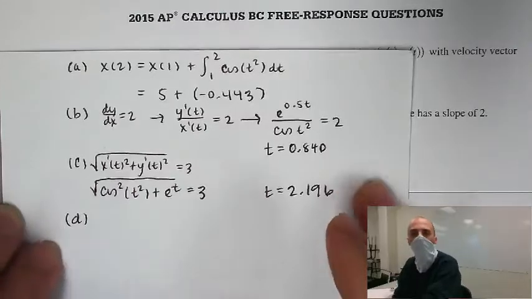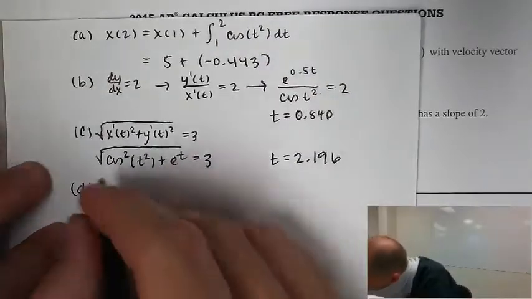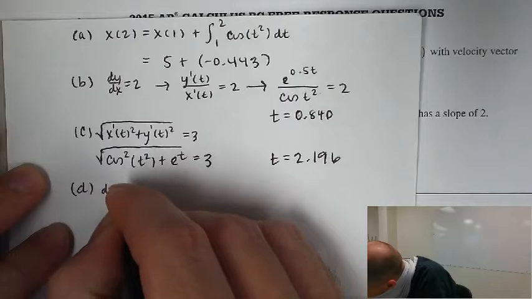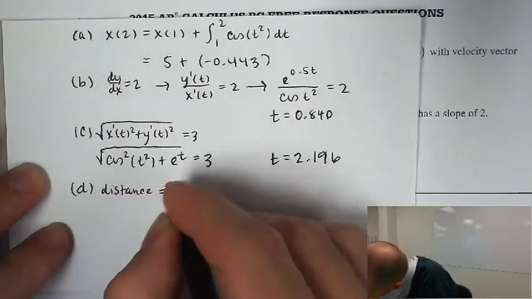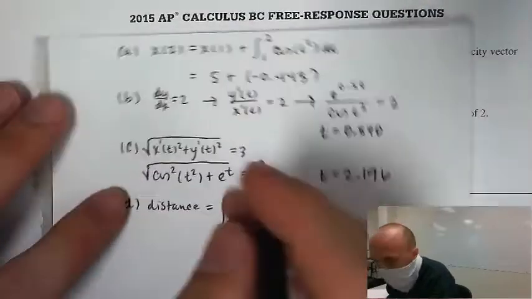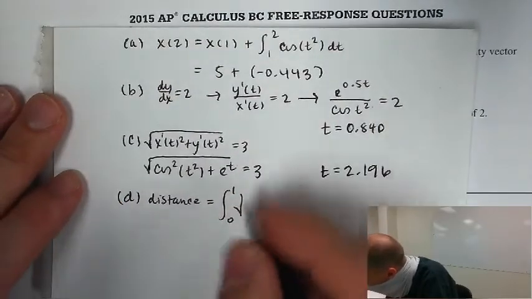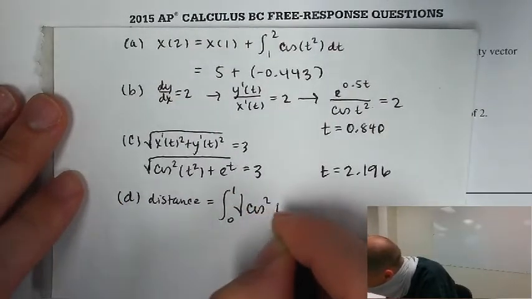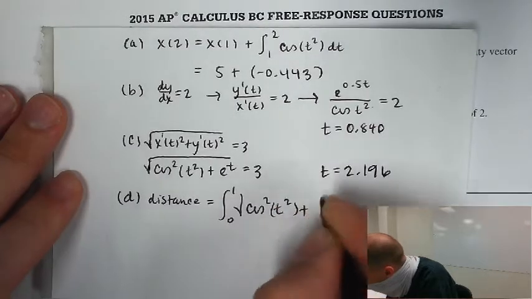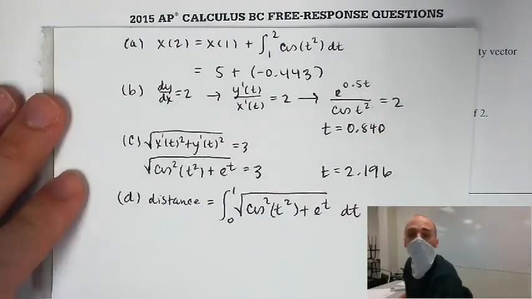And then part D, no, that's a different problem. Total distance, this is very, very predictable. The integral from 0 to 1 of the square root of dx/dt squared plus dy/dt squared, maybe I'll just call that cosine squared of t squared plus e to the t. You're just integrating the speed function.